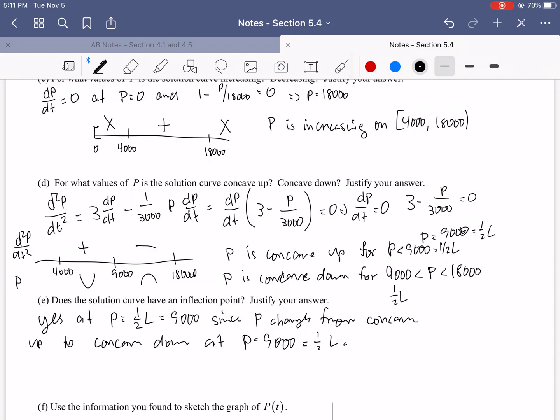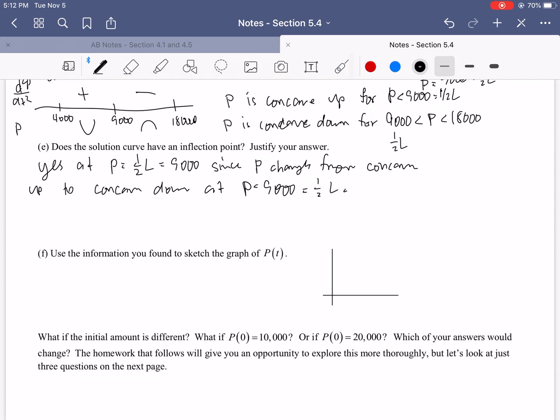And what I want to tell you right now is that when you are working logistic growth problems, listen to me very carefully, please just memorize this fact. Not necessarily that it happens at 9,000, but more specifically that the point of inflection occurs at half of the carrying capacity, and that the graph of the logistic growth function changes from concave up to concave down at that point of inflection. It always happens that way. So dP/dt changes from increasing to decreasing. The rate of change in the population always changes from increasing to decreasing at the point of inflection, which occurs halfway towards the carrying capacity.